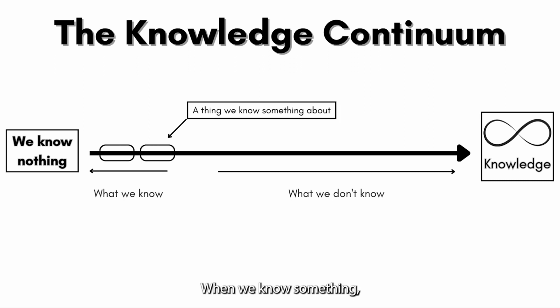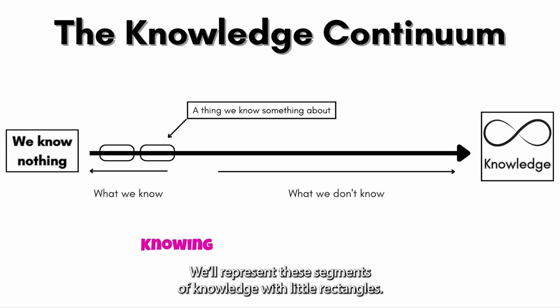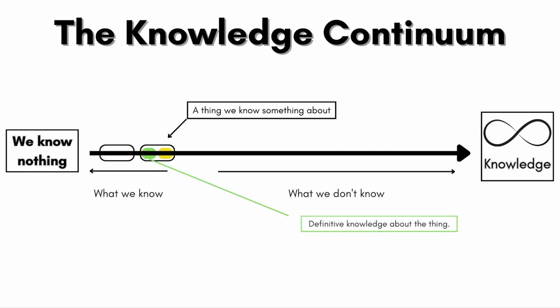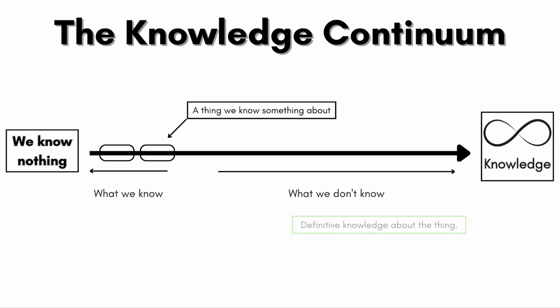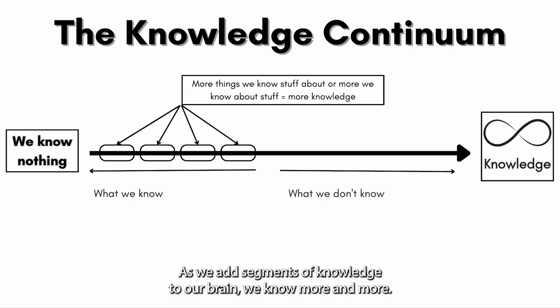When we know something, there's usually some measurable knowledge to gauge this. We'll represent these segments of knowledge with little rectangles. Within these, we know a thing. Let's even say that within the sections, we have definitive knowledge about a thing. One could argue that the more things we know, the more knowledgeable we are. As we add segments of knowledge to our brain, we know more and more.